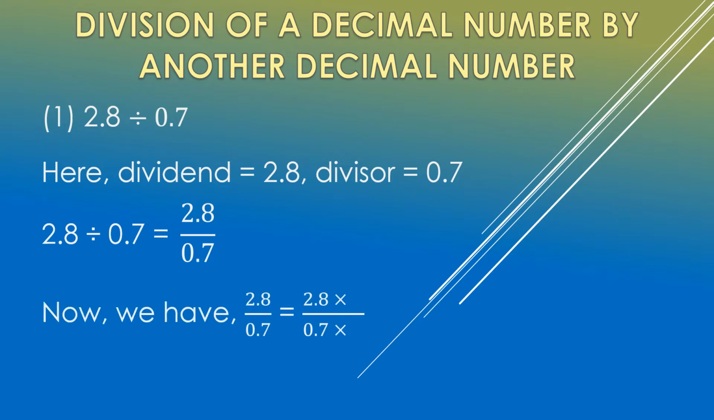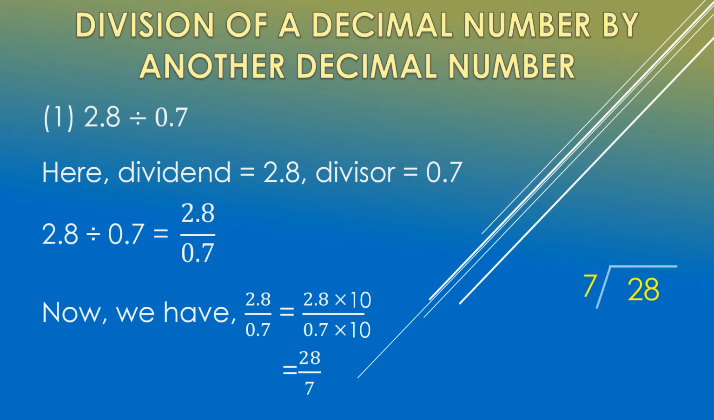So we multiply the numerator and denominator by the same number 10 to get an equivalent fraction. Now we have 2.8 upon 0.7 is equal to 2.8 multiplied by 10 upon 0.7 multiplied by 10. Do the multiplication and we know that if we multiply a decimal number by 10, decimal point shifts one place to the right. So we get 28 upon 7.